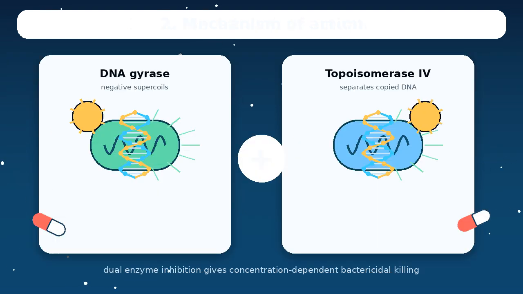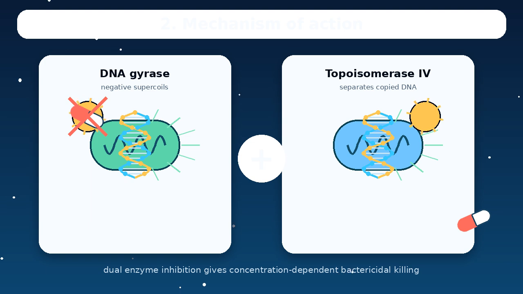Now the mechanism of action. Fluoroquinolones target two essential bacterial enzymes, DNA gyrase, also called topoisomerase II, and topoisomerase IV. DNA gyrase normally introduces negative supercoils into bacterial DNA. This helps the DNA unwind during replication and transcription. When quinolones inhibit DNA gyrase, the DNA cannot relax and unwind properly. Replication stops, transcription is disturbed, and the bacterial cell dies.